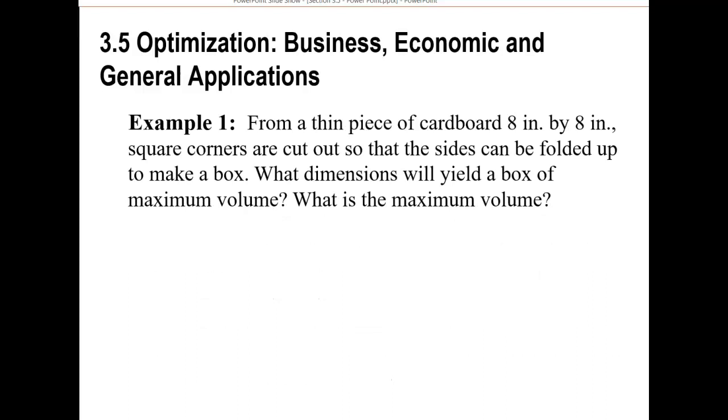All right, so our first example. From a thin piece of cardboard, 8 inches by 8 inches, square corners are cut out so that the sides can be folded up to make a box. What dimensions will yield a box of maximum volume, and what is the maximum volume?